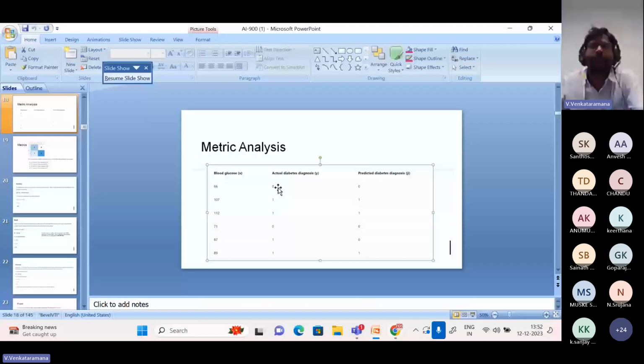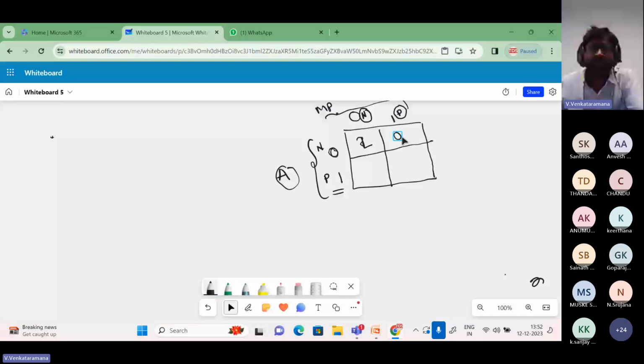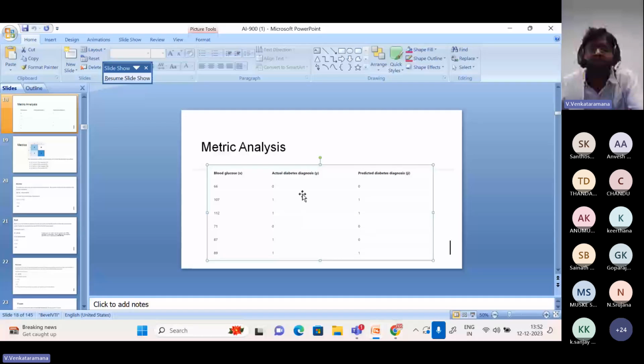And coming to here, actually he is diabetic negative, but your model is predicting diabetic positive. That means 0, 1 values. Is there any 0, 1 here? It's 0, 0, 1, 1, 1, 1, 0, 0, 1, 0, 1, 1. So there is no 0, 1 combination. That's why it's a 0.